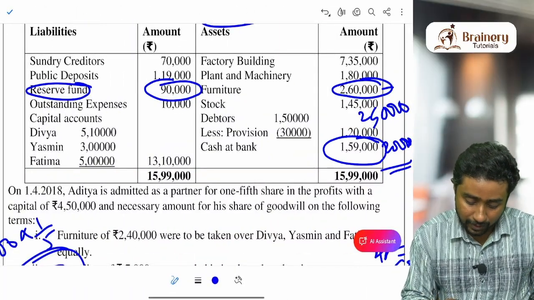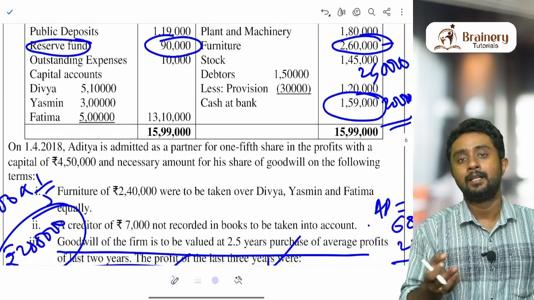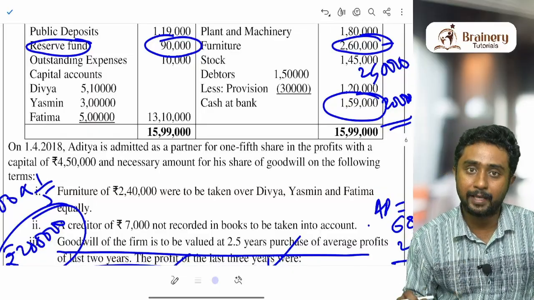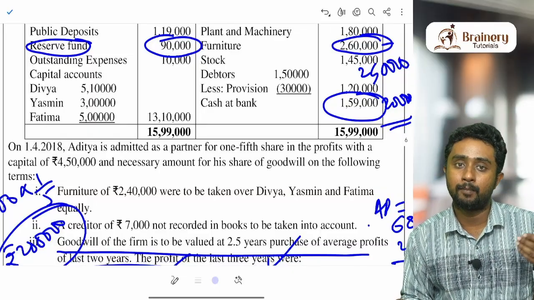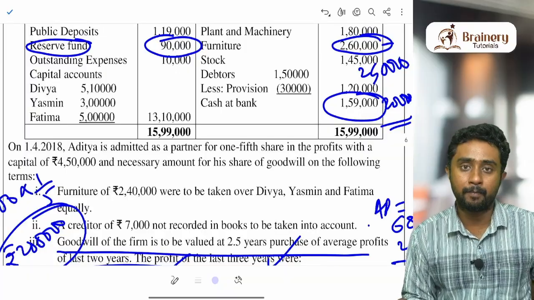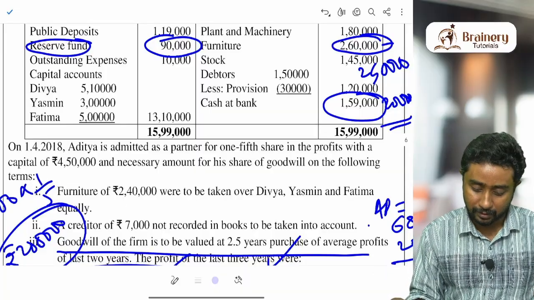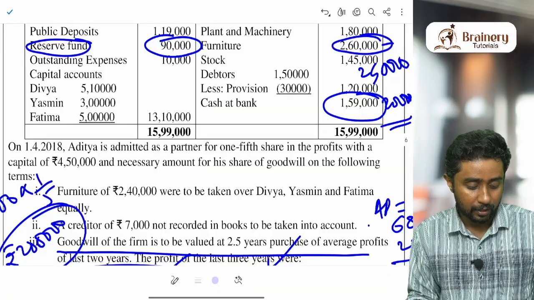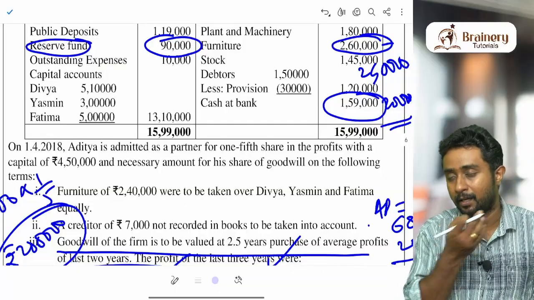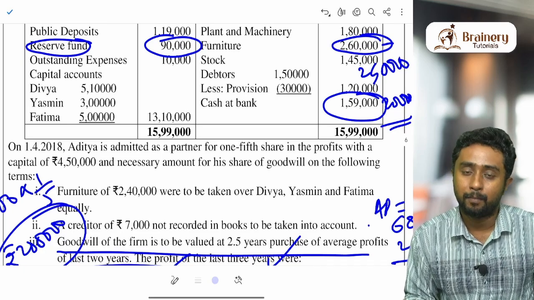As you can see, we have passed journal entries when we discussed how to record the transactions in capital account. We have discussed when a person is bringing capital, what is the entry? Bank account debit to whose capital? That person's capital. And when a person brings premium, what is the entry? Bank account debit to premium for goodwill. These two entries we have discussed. Remember that there are two entries when it comes to bringing premium and also capital. So when a person brings capital, bank account debit to that person's capital.